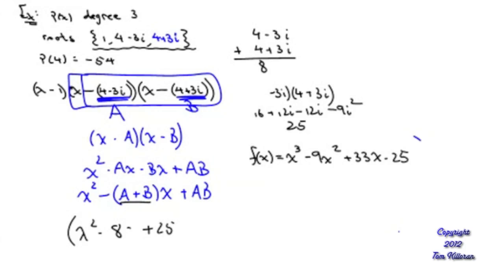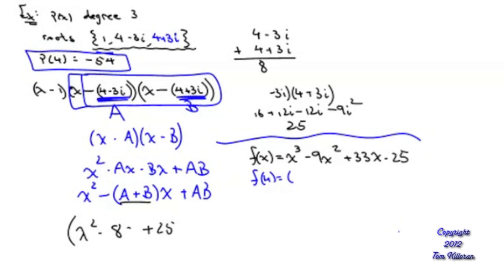All right, so here's my f of x. But all I know about p is that p of 4 is equal to negative 54. So what do I need to do to this? Plug in 4, not p of 4, just 4. So f of 4 is going to equal 4 cubed minus 9 times 4 squared plus 33 times 4. Do you really want to do that?